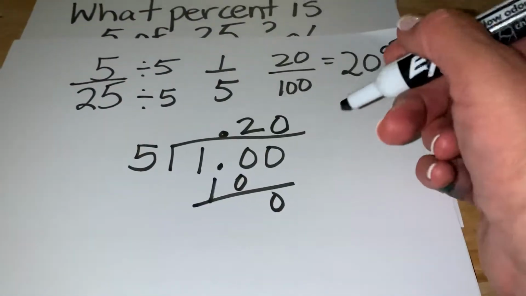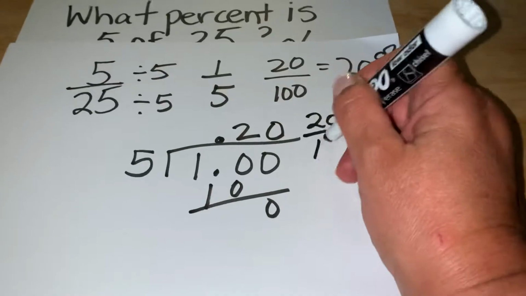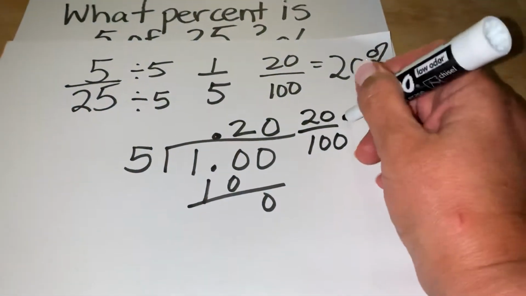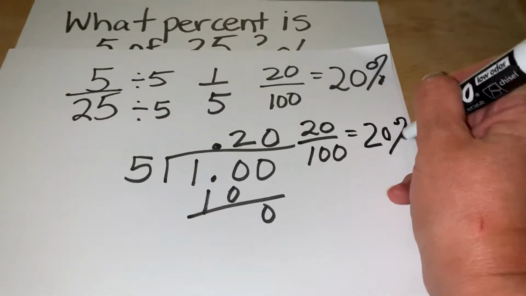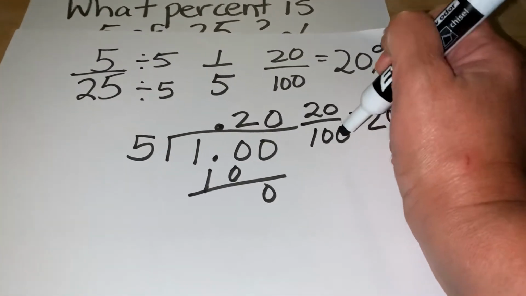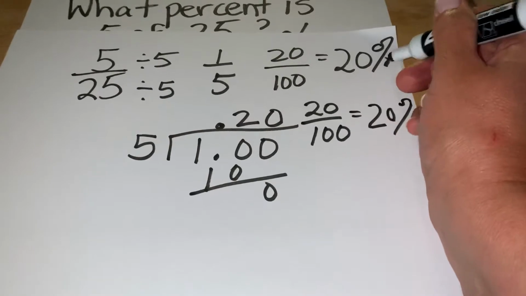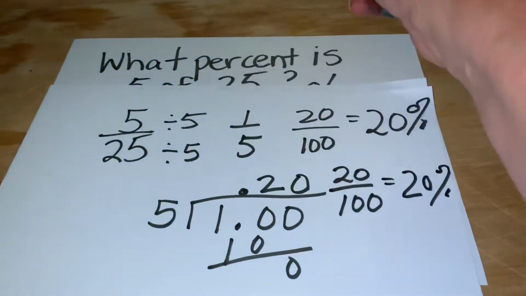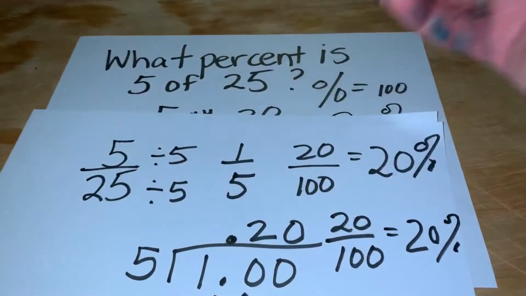Now, decimal point 20 is 20 hundredths. We're back to the same answer here. 20 hundredths is 20%, because percent means hundredth. And look at that, it even looks like 100. And there you have it. Finding a percent, what percent one number is of another number.